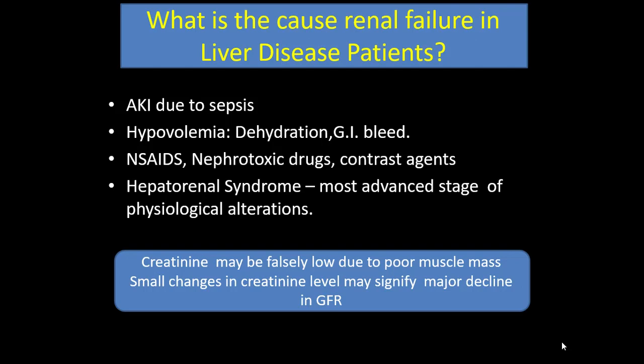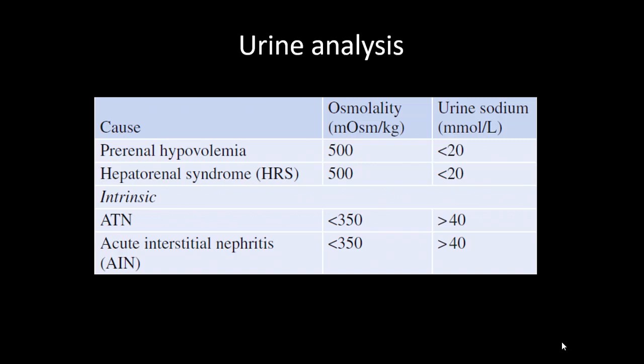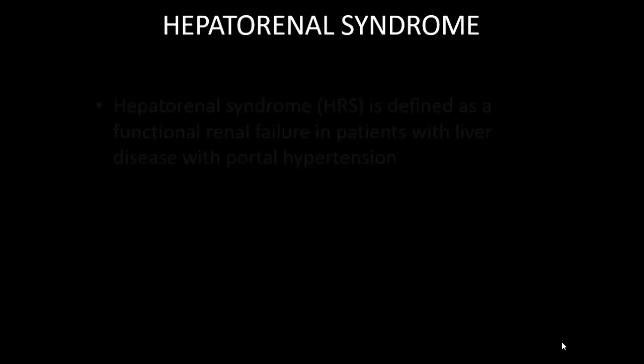So even small changes in the creatinine in these patients, you should be very vigilant. Now if you go for a urine analysis, HRS more or less resembles the prerenal hypovolemia, where the osmolality of urine is 500 and urine sodium is less than 200.